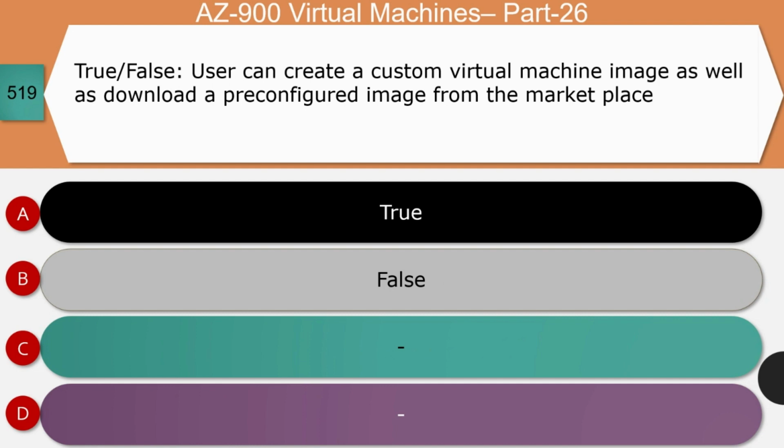Next question, true or false? A user can create a custom virtual machine image as well as download a pre-configured image from the marketplace. The right answer for this question is true. You can have a maximum of 600 custom images and 1,000 marketplace images created in a region. That's the right answer for this question.